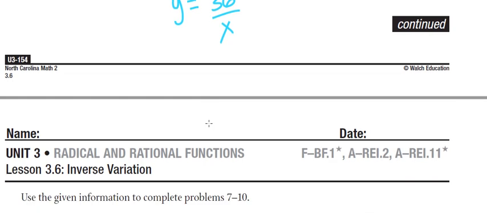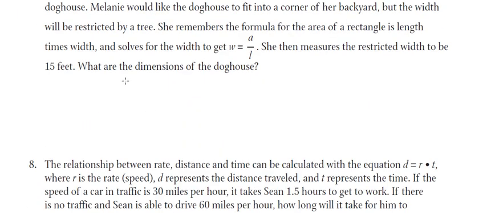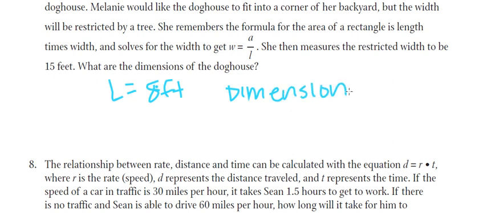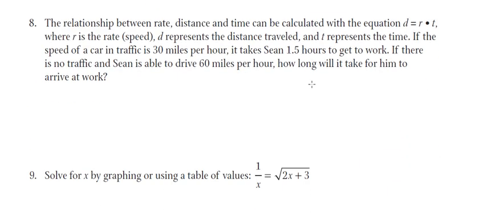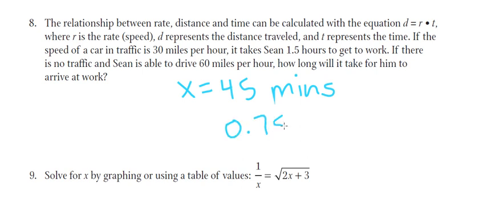For number 7, you should have gotten that the length is 8 feet. So that means the dimensions of the doghouse were 8 by 15 feet. Then number 8 was very much like one of the example questions that you got. So you got that x was equal to 45 minutes or 0.75 hours, depending on what unit of time you used there.